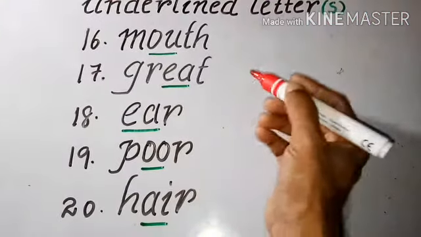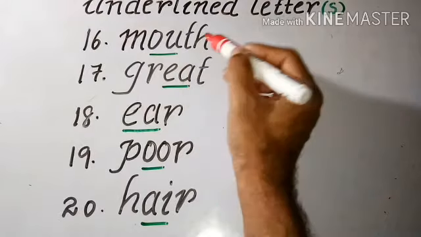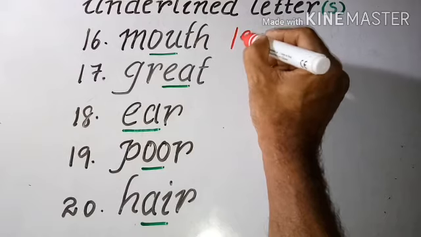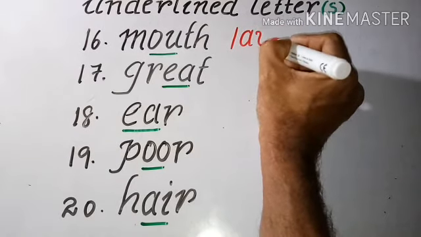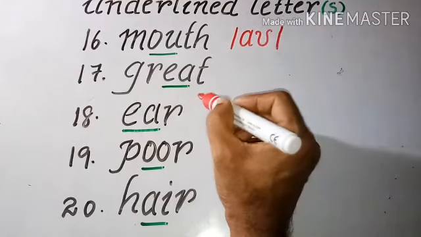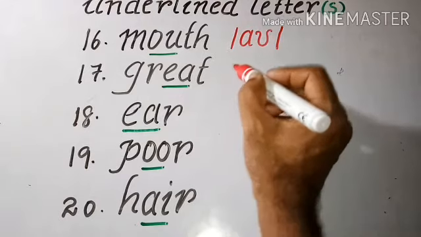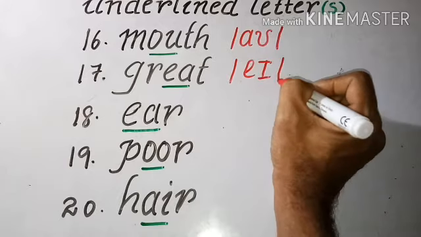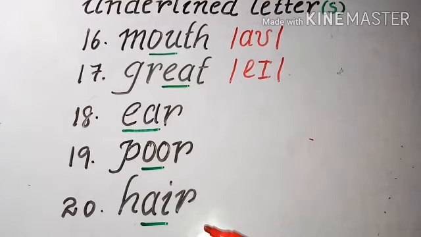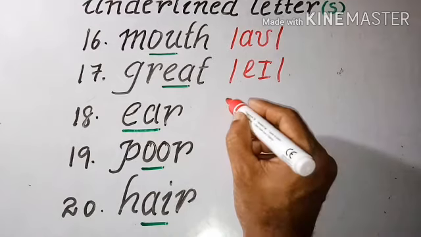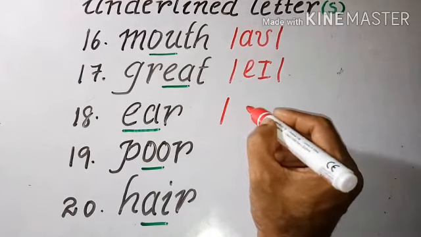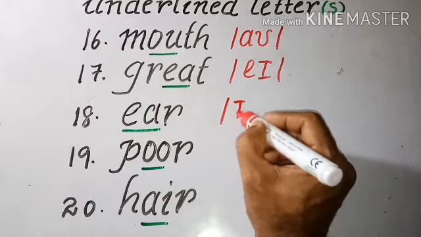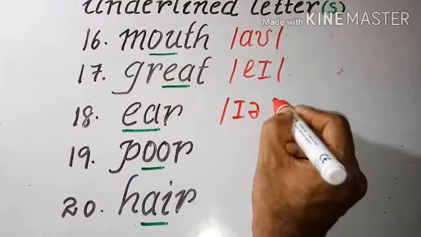Next one is M-O-U-T-H, mouth. Out, A and U sound, mouth. G-R-E-A-T, great, eight, A and E-A, great. Next one is ear. We have already seen this sound in F-E-A-R, fear. That is, first one is E and mute A, ear.